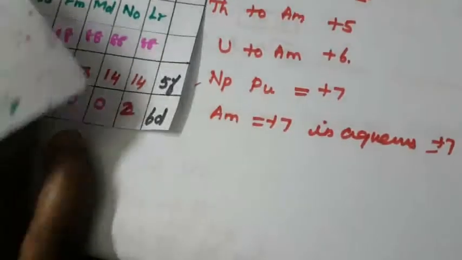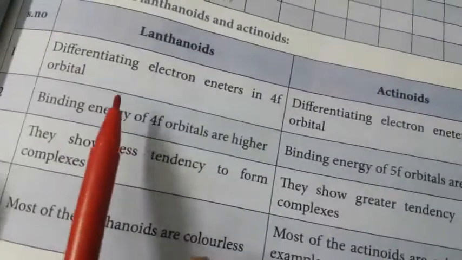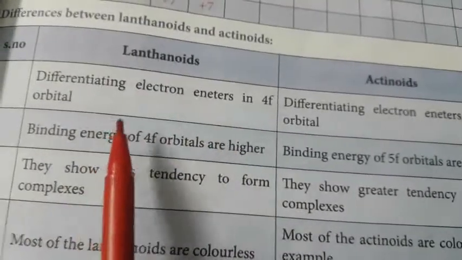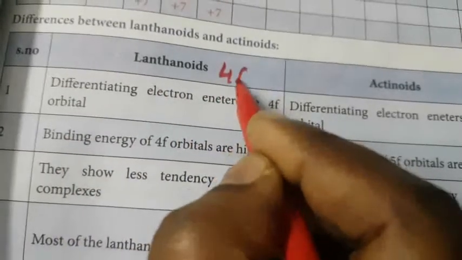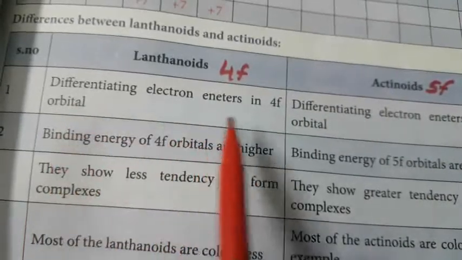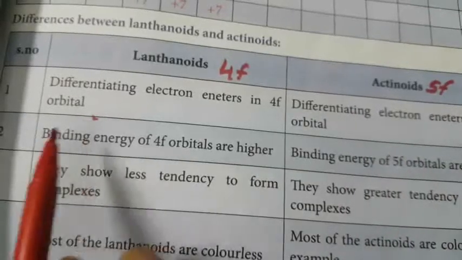The next important question is, what are the differences between lanthanides and actinides? This is an important one. First, the differentiating electron enters the 4f orbital in lanthanides, but in actinides the differentiating electron enters the 5f orbital.